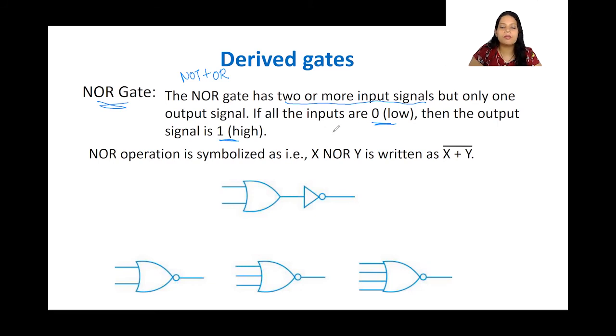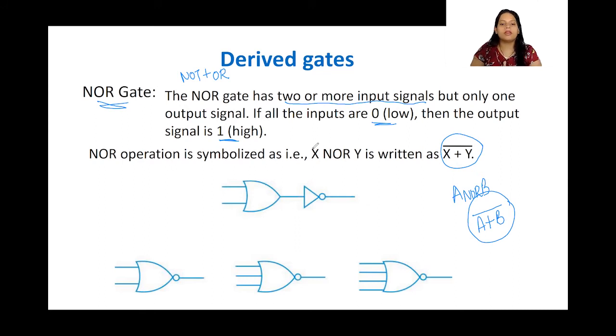So in this, what is happening? When all the inputs are 0, only then we are getting 1 as an output. So see here, NOR operation is symbolized as X NOR Y. If you are performing any NOR operation between two variables, suppose A and B, then we write it as A NOR B. And in other way, we can write it something like this also. This is nothing but we are doing A OR B, and then we are performing a NOT operation. So this together is called a NOR.